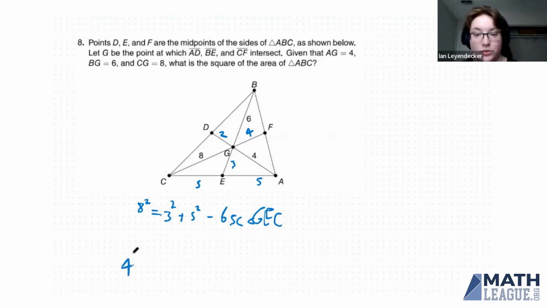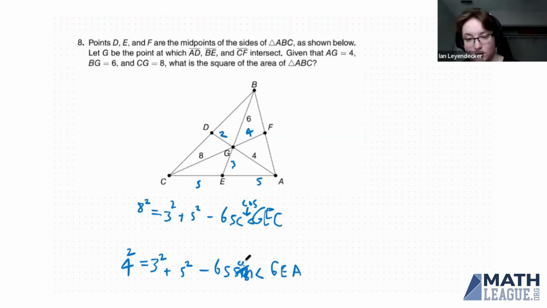and that 4 squared, which is AG, equals EG, which is 3 squared, plus EA, which is S squared, minus 6S times, I forgot to write it in, cosine, my apologies, times the cosine of angle GEA. Now, since GEC and GEA are supplementary angles, aka they add up to 180 degrees, the sum of the cosines of GEC and GEA is going to be equal to 0.